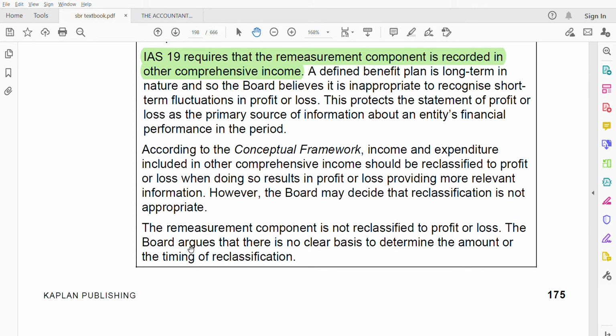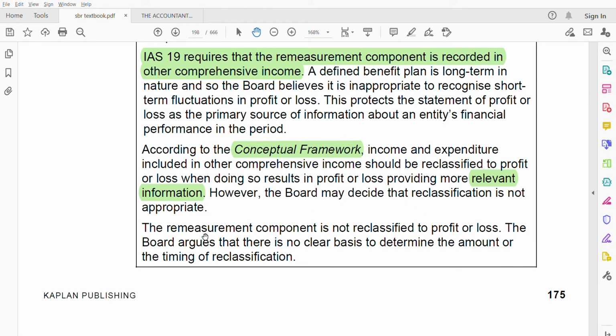The board argues, and remember, whenever you're talking about whether something needs to be reclassified or not, you have to mention these things. One is the conceptual framework, number two is relevance and faithful representation. These two qualities, because most of the time the conceptual framework talks about only these: relevant information and faithful representation. So you link this reclassification to profit and loss with these two things, the conceptual framework and whether the information is relevant or not. Then you will be able to write your answer.